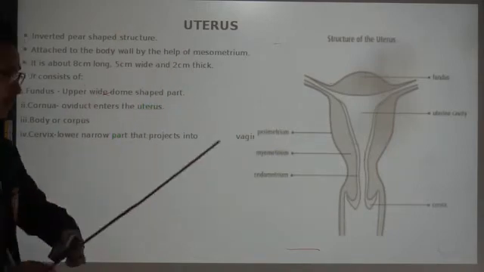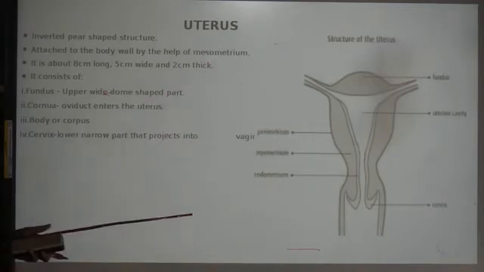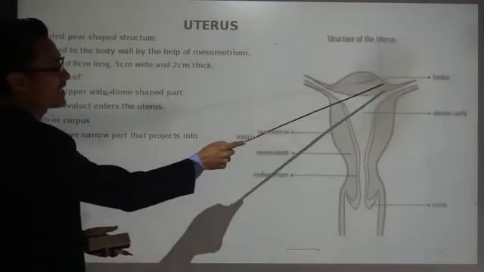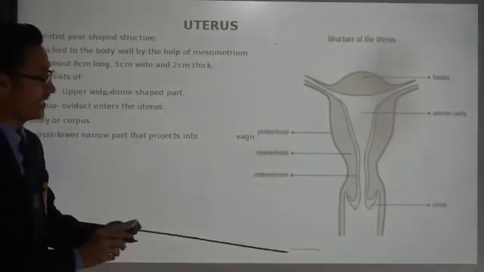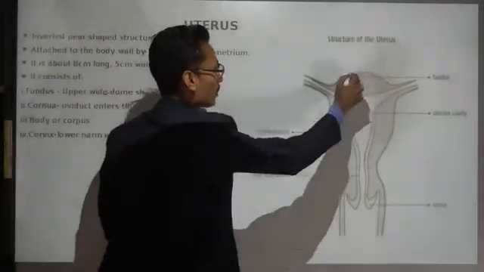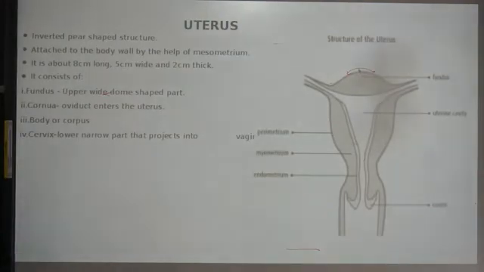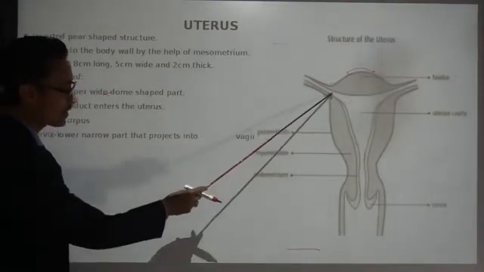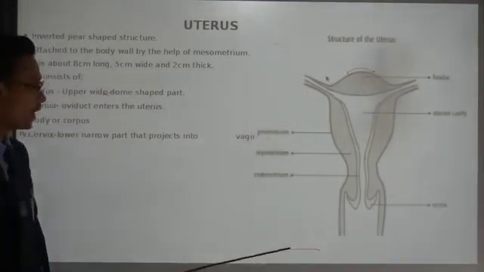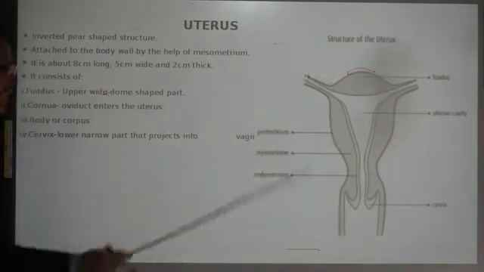What is it composed of? When we look into the uterus, first of all, we'll find the broad funnel-shaped structure, which is called the fundus, F-U-N-D-U-S. Clear? The next part we'll call the cornua, C-O-R-N-U-A, from where the oviduct, the fallopian tube, enters the uterus.